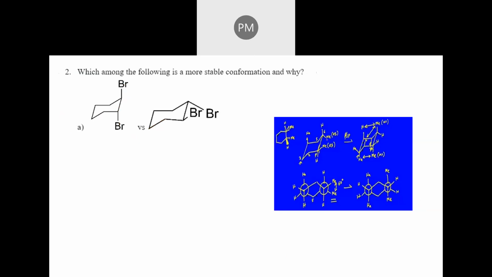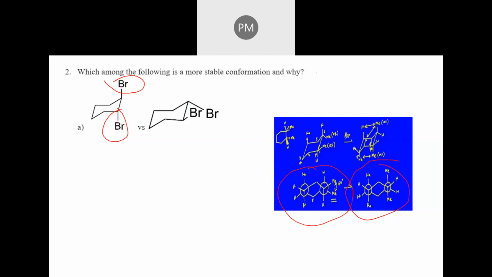Similar to the example I have given, when the methyl group is far apart like this, the bulkier group is far apart from each other, so this conformation will be stable. We also draw it like this: when these two bromide groups are far apart, this conformation is more stable. And when this bromide is in the equatorial position, the conformation will be like that.